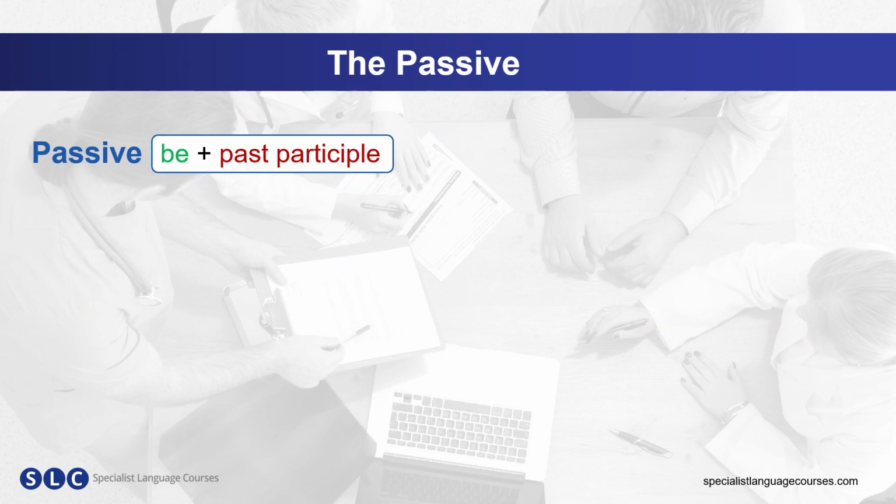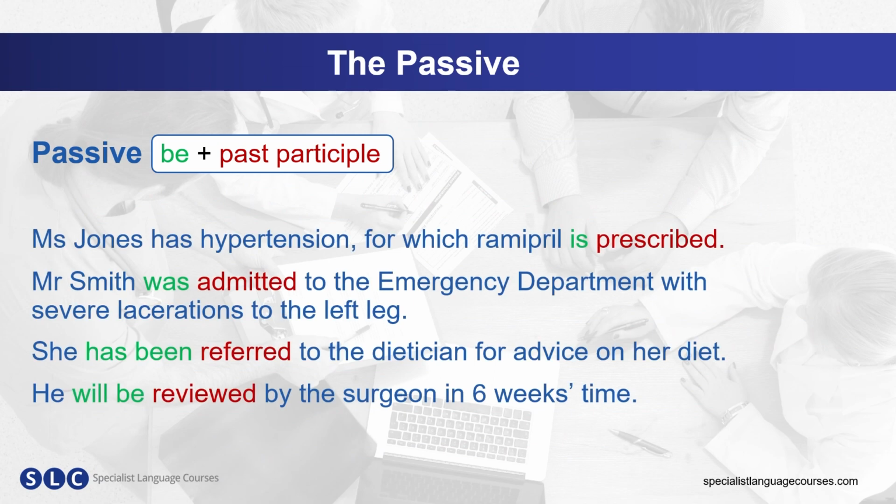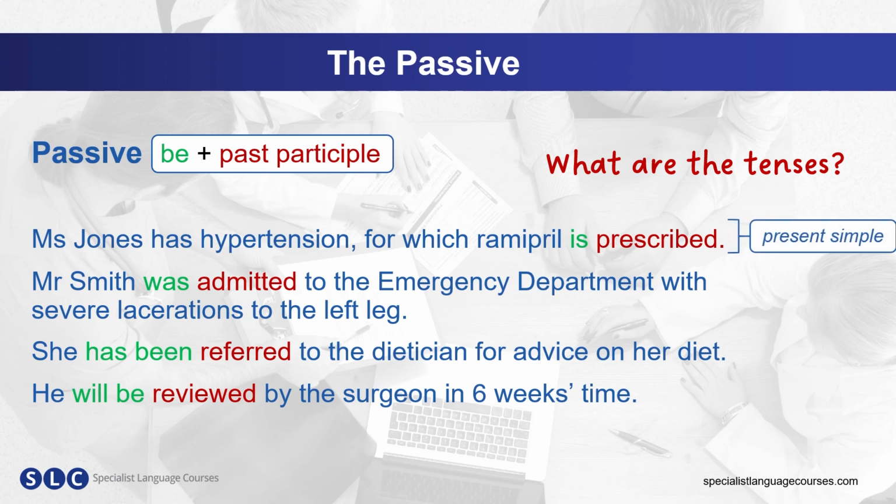Remember, the passive is formed by the verb to be in the correct tense and the past participle of the action verb. Let's look at some examples of the passive using different tenses. Can you identify what the tenses are? Ms. Jones has hypertension for which ramipril is prescribed. The present simple is indicated here by the use of is.